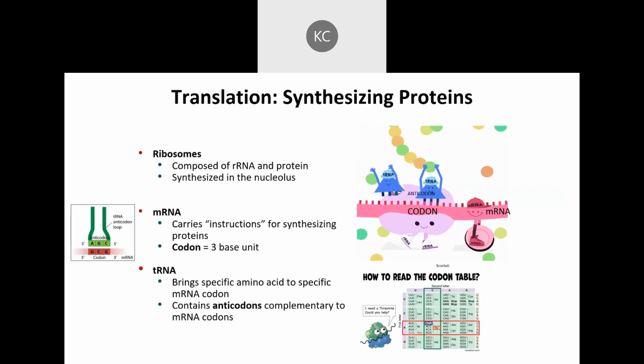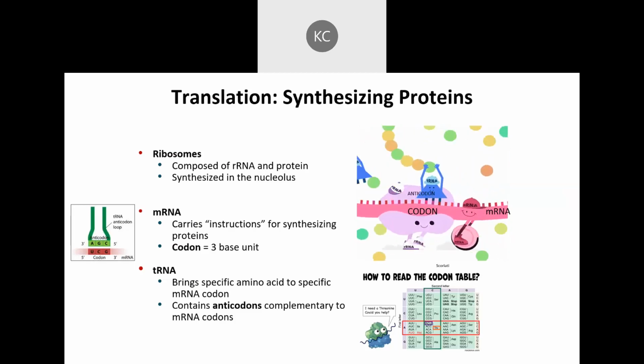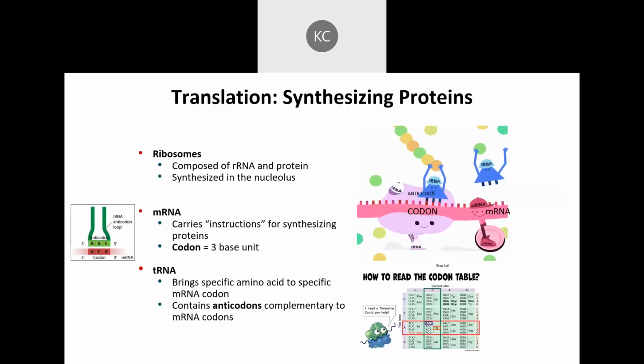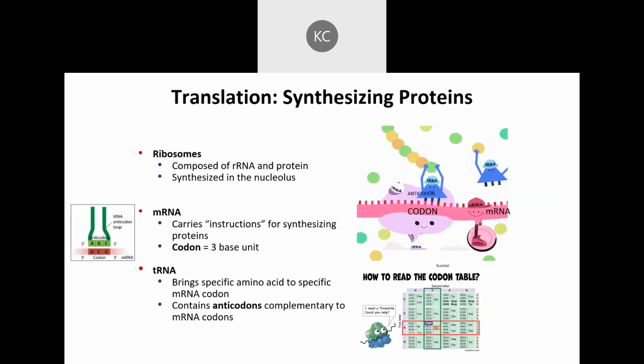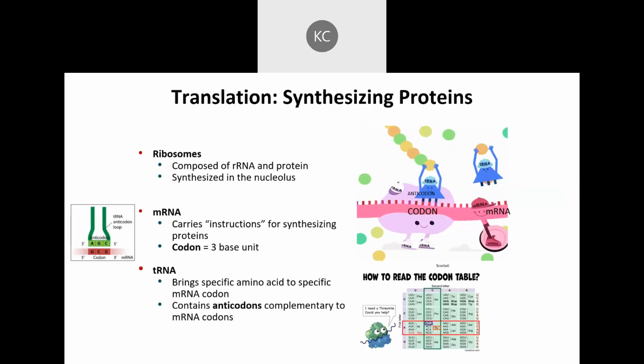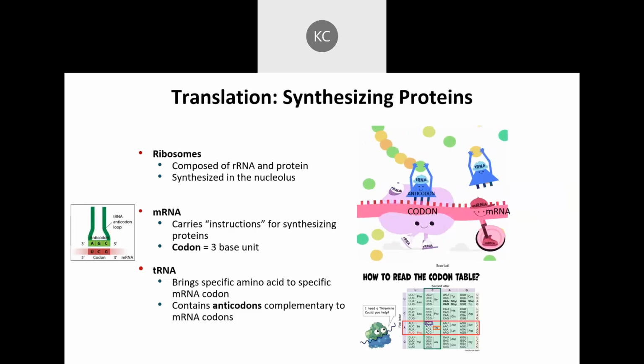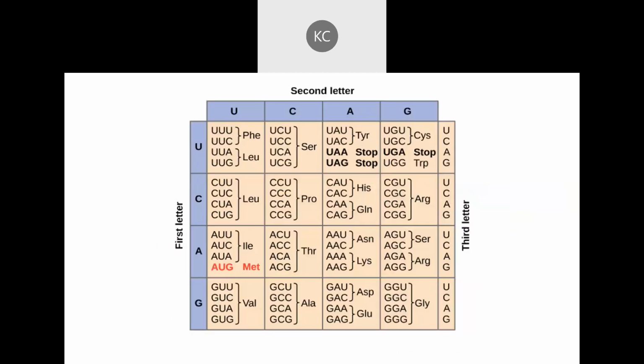So the big thing here is to keep in mind that codons are on the mRNA, the messenger RNA. Anticodons are on the tRNA. And the codons and the anticodons are complementary. Each of them consists of three bases, so an A, a U, a C, and a G, three of those, and they're always complementary to each other.